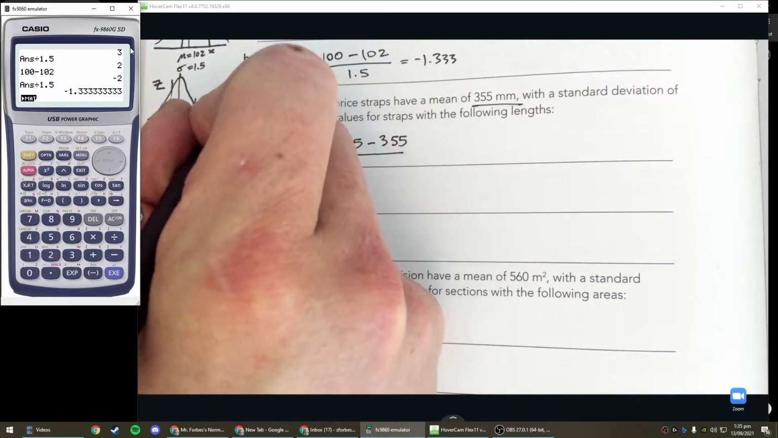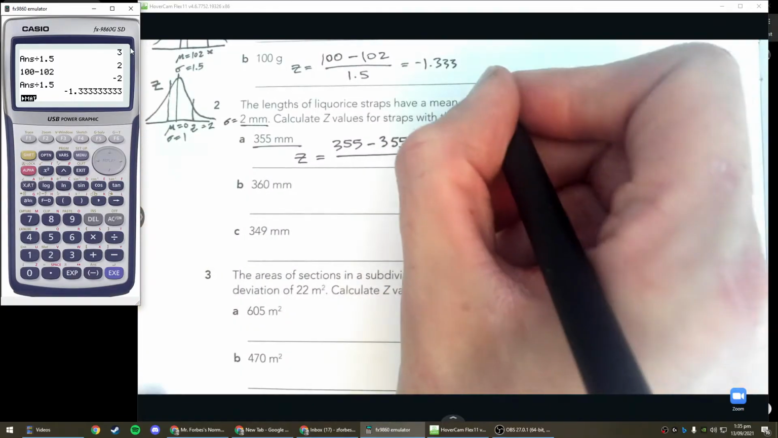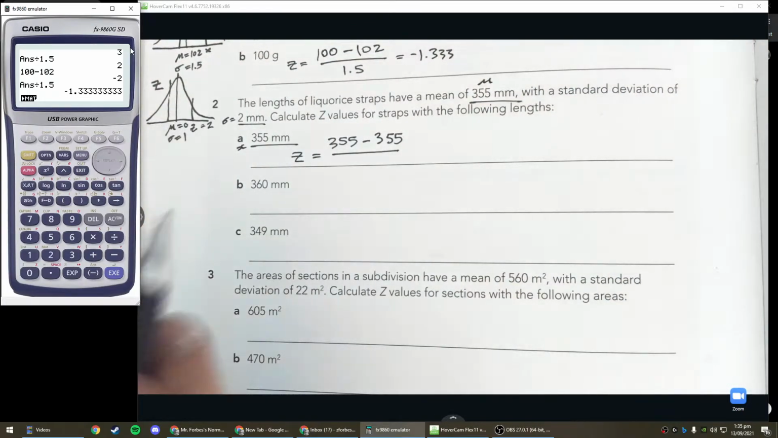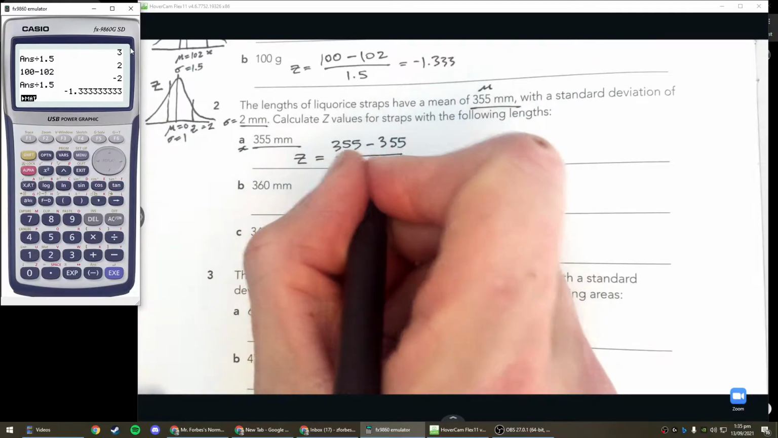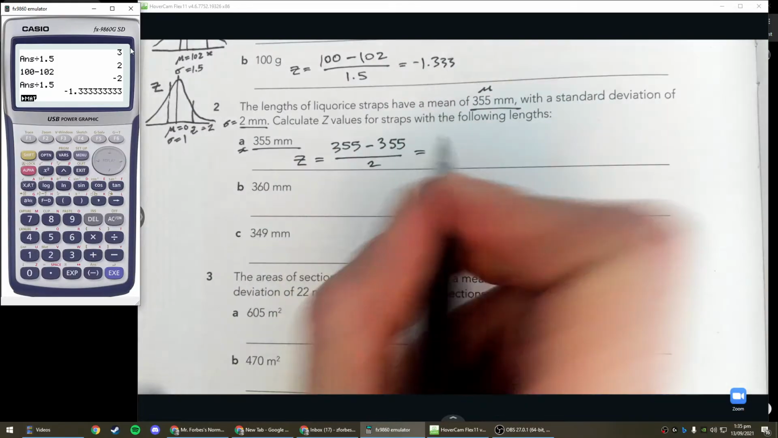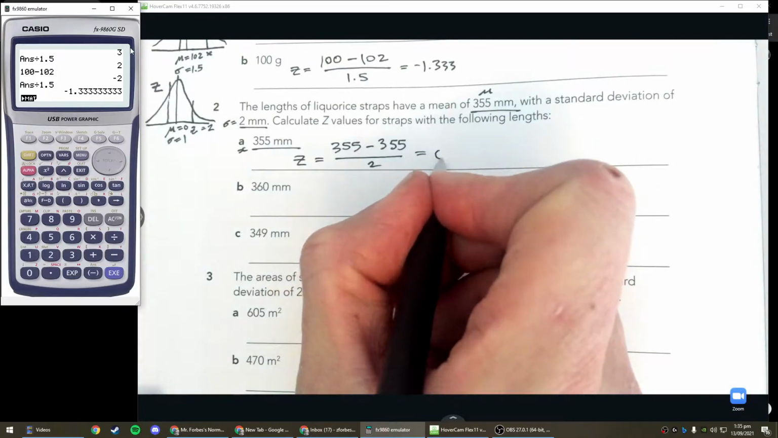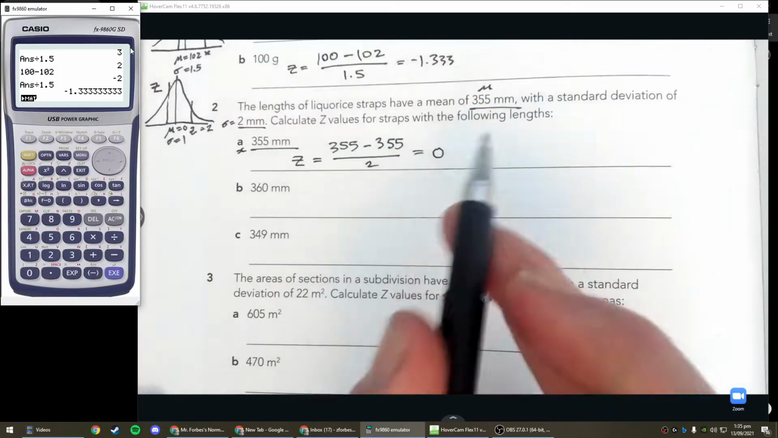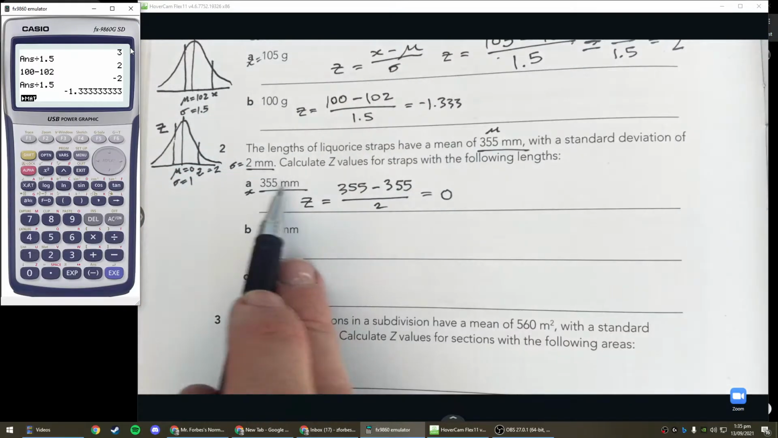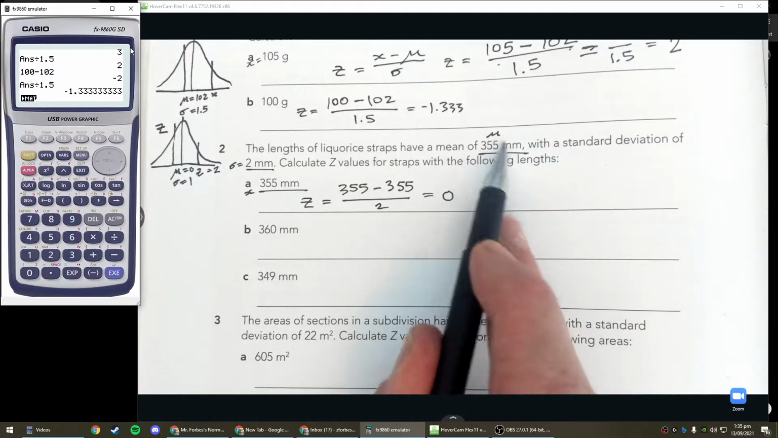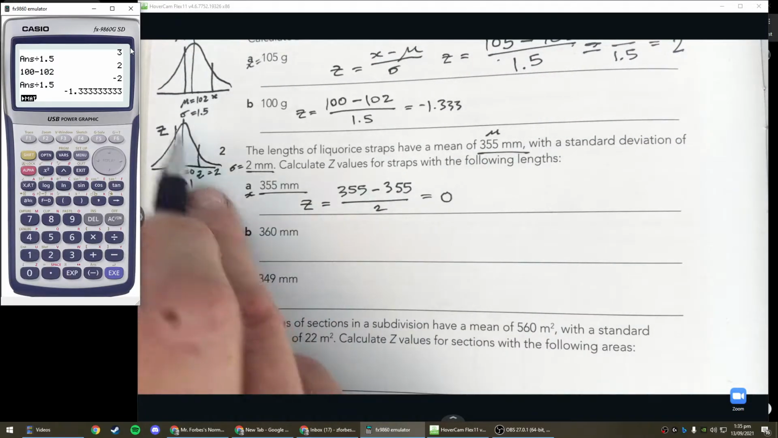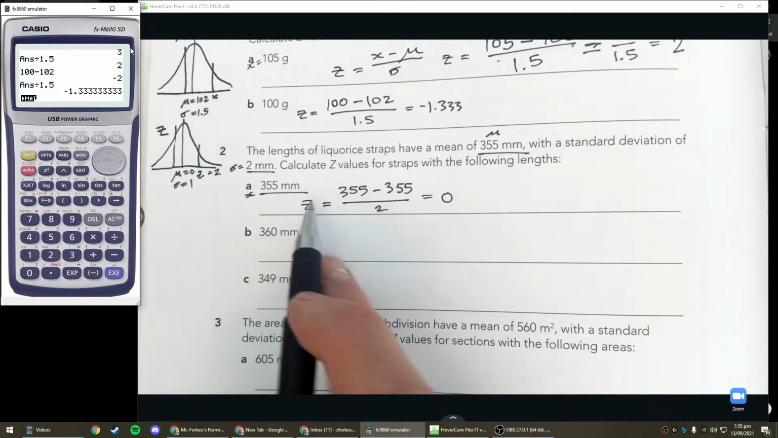I'll just label them. Standard deviation is that one, mean is that one, and this is our little x. So standard deviation was 2. 355 minus 355 gets us to 0. 0 divided by 2 gets us to 0. That makes sense, because this x value is the same as the mean, so the equivalent z value is going to be right in the middle of the standard z distribution, which is 0.